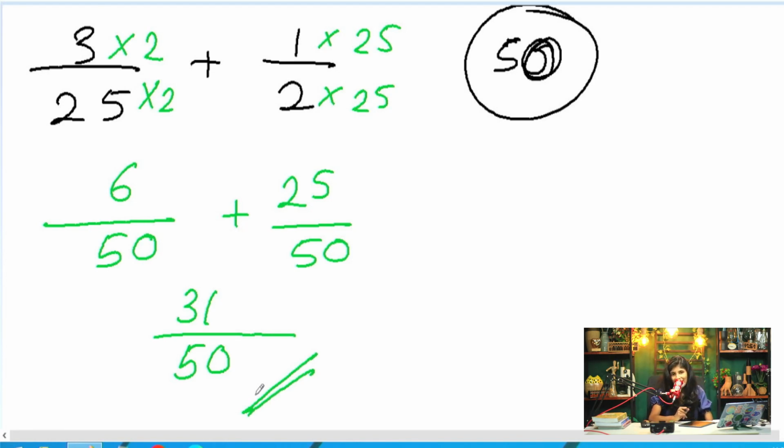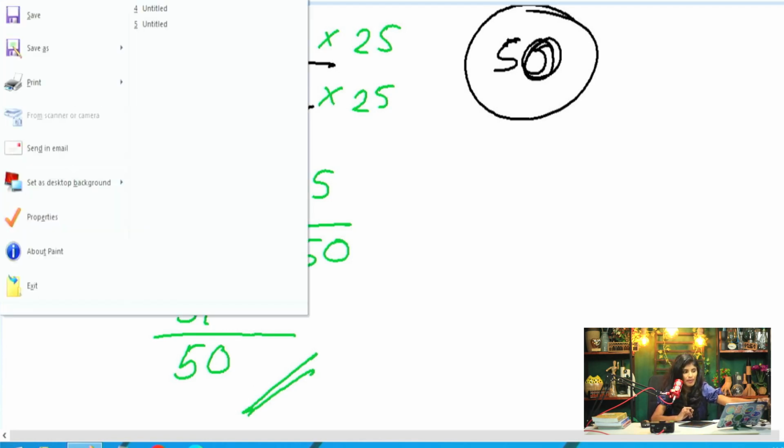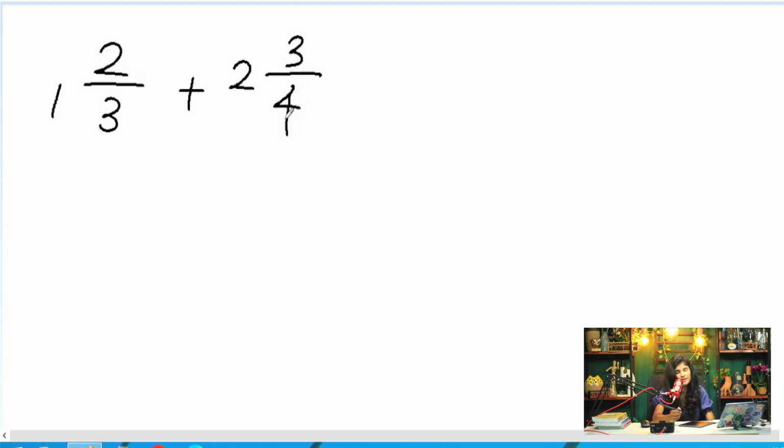So here I have the last question I am going to discuss for this. That is 1 2/3 plus 2 3/4. Okay, that is mixed numbers. I have two mixed numbers to be added. So, we can't add mixed numbers. First of all, what we have to do is we have to convert this one into an improper fraction. You know how to do that.